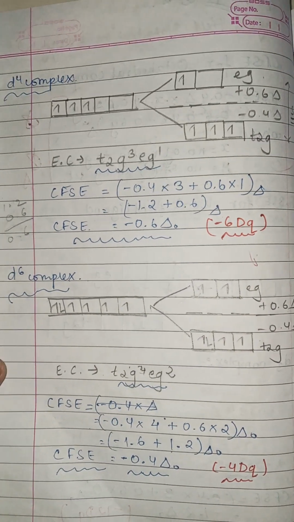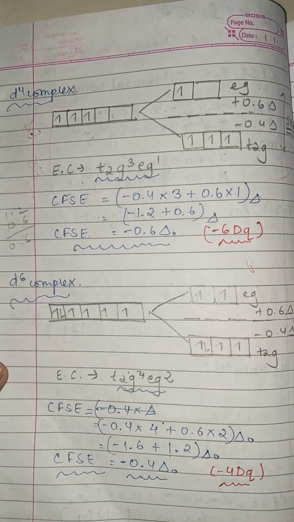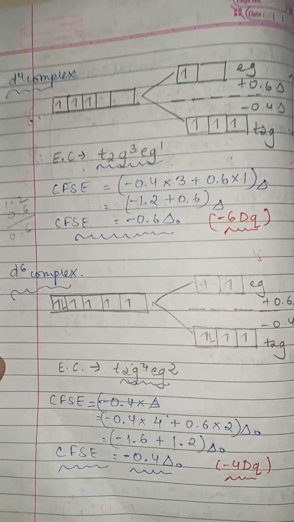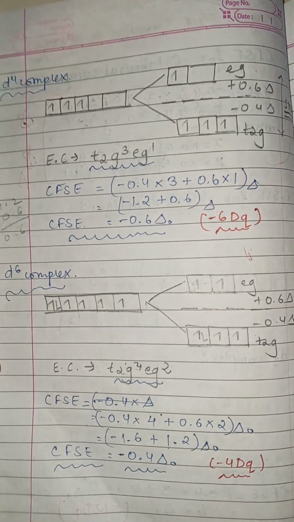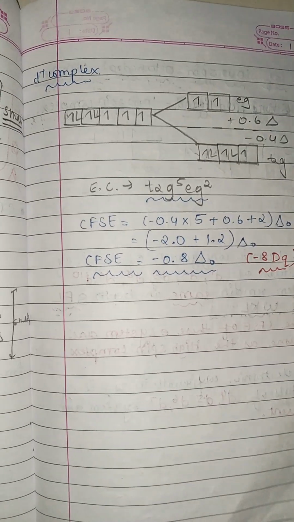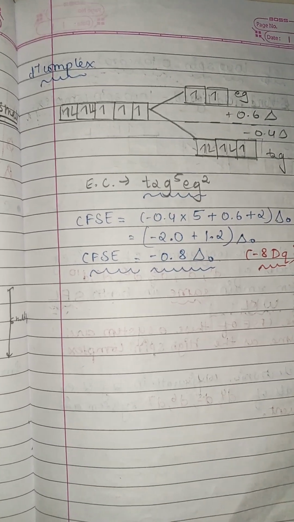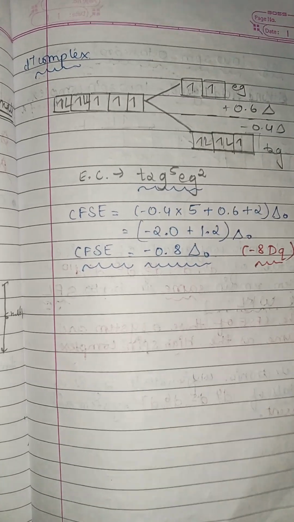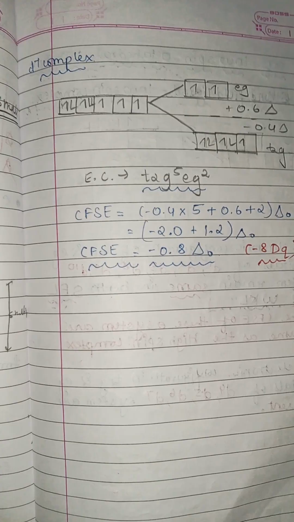Always remember, if the fourth electron goes to the Eg orbital first without pairing in the T2g, it will be a high spin complex, because the delta will be small, so the electrons can go to the higher energy level easily. So this was all about the weak field ligands or high spin complexes. In the next video, we'll talk about strong field ligands or low spin complexes.